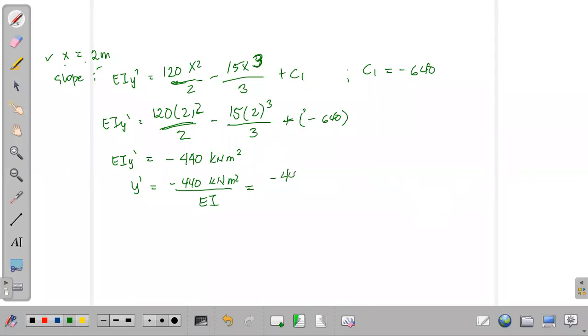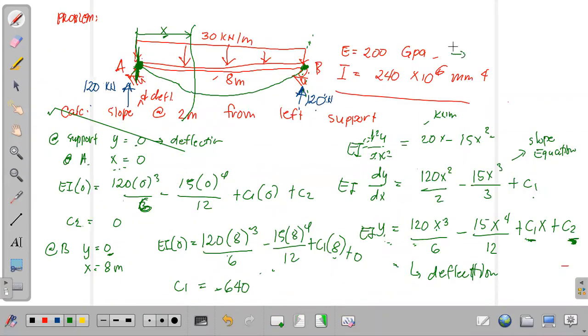So, we have negative 440. This is in kilonewton meter squared. So, dapat ang unit din natin dito sa baba is in kilonewton meter squared. Di ba? Ano yung unit ng GPa? Di ba yung GPa is 200 raised to 6 kilonewton meter squared? Or 200 raised to 9 Newton per mm squared. So, ang GPa in kilonewton meter squared, that is equal to 200 raised to 6.